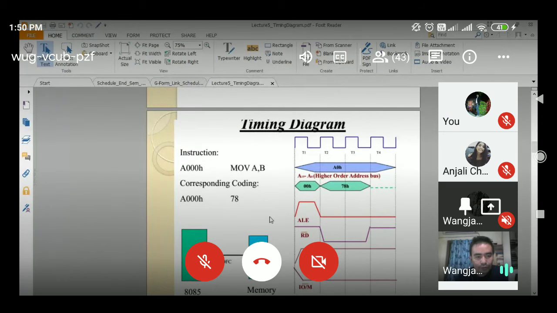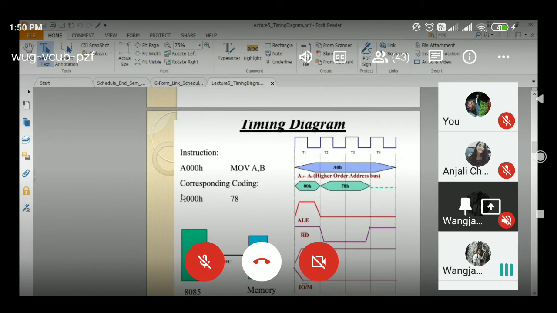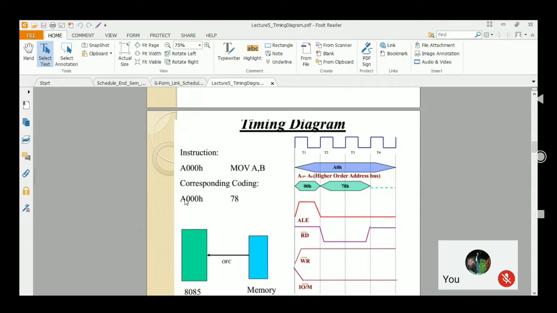So this is an important thing. Look here very carefully. The first 2 digits are the higher order address, and the next 2 digits are the lower order address. So by looking at this address, we have 2 types of address: the higher order address and the lower order address. And the corresponding 78 is going to be fetched. That is nothing but my opcode fetch.